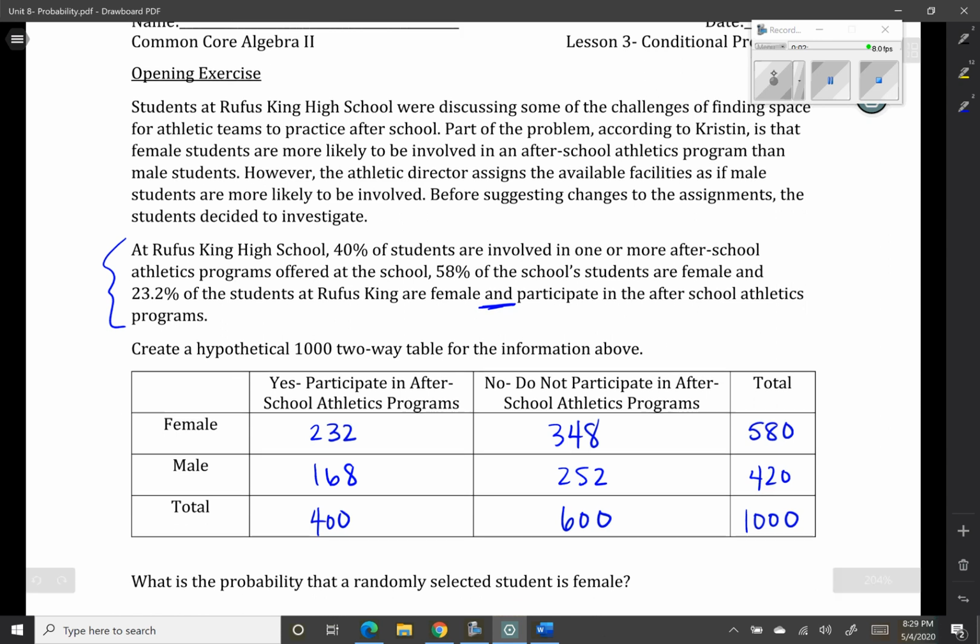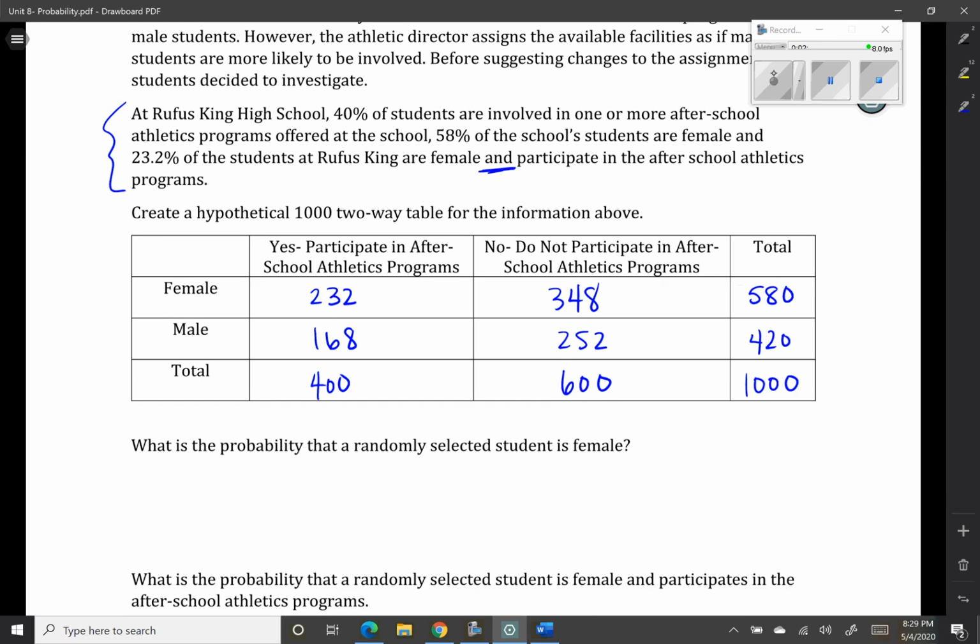So using this two-way table, I could determine some probability. It says, what is the probability that a randomly selected student is female? So this is the probability of being female, and this is for the whole survey. There's 1,000 people in the survey. 580 of them are female. So this would be 0.580. We knew that already. It was given up here.